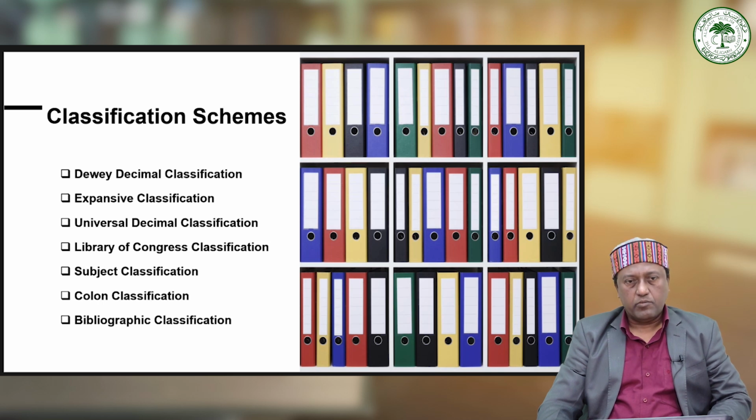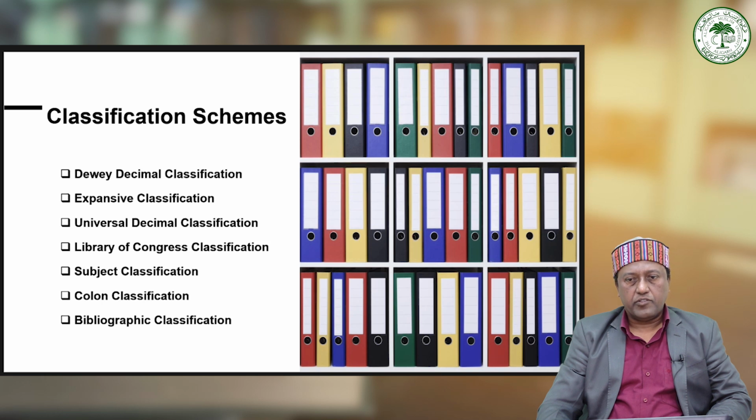So let's start with the Dewey Decimal Classification. As you know, this scheme is a really widely used and influential knowledge organization tool, first conceptualized by Melville Dewey in 1873 and officially published in 1876. OCLC, the Online Computer Library Center Incorporation, currently maintains and publishes the DDC system. And the next scheme, which is not as popular as DDC, but equally good for grouping subjects, is Expansive Classification.